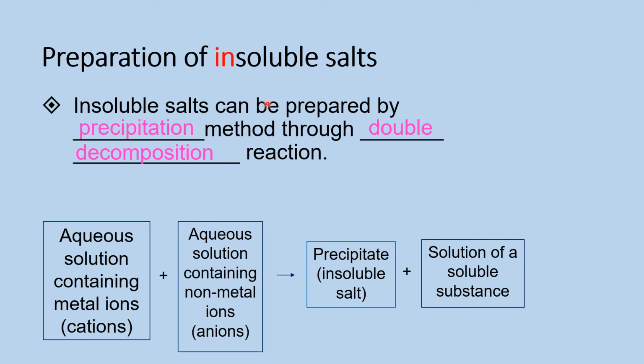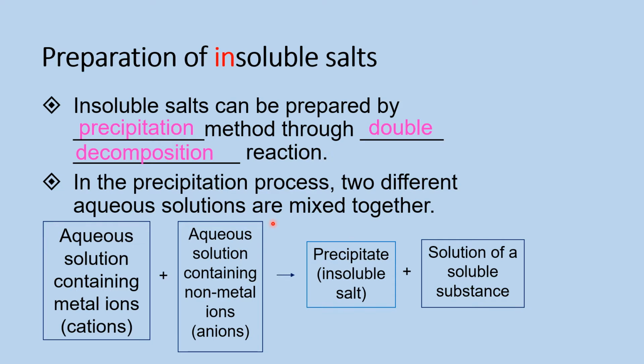Okay, insoluble salt terdiri daripada two ions, which is the cations and the anions. So the first aqueous solution, it doesn't matter actually the first or second, but one of the aqueous solutions should contain cations, while the second one should contain anions. So those cations and anions will combine and produce insoluble salt, while the soluble salt is the side product from this reaction.